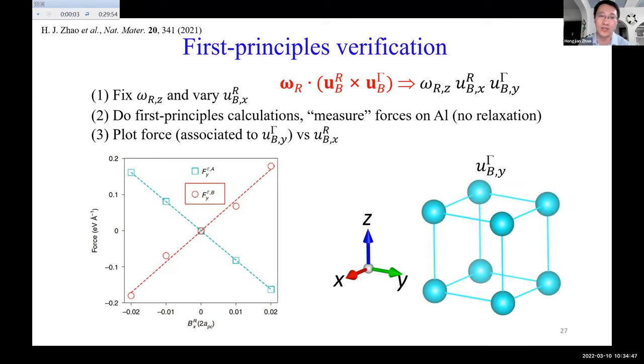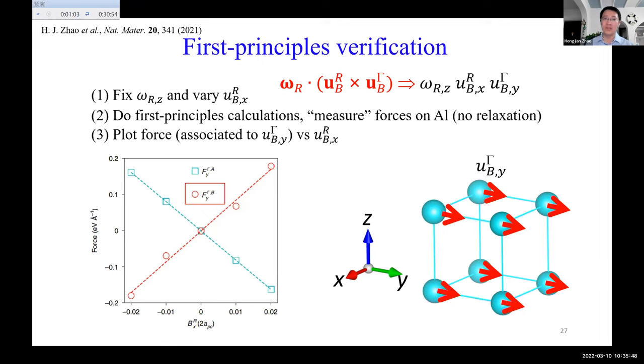Basically we do some computational or numerical experiments. We fix the antiphase tilting omega Rz and vary, let's say, U Rx, typically from minus 0.02 to plus 0.02. Then we do first principles calculations. Typically, we do not optimize the crystal structure; we simply do self-consistent calculations. After that, we can measure the force acting on aluminum atoms, and extract the forces associated with the gamma point. Then we plot the force as a function of U Rx, and you can see the perfect linear relationship between the two, indicated by the red dashed line.